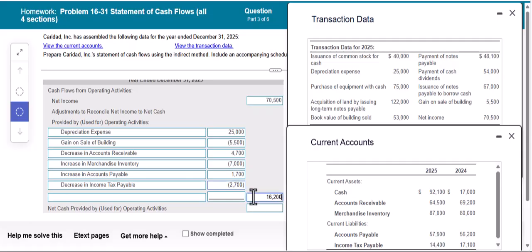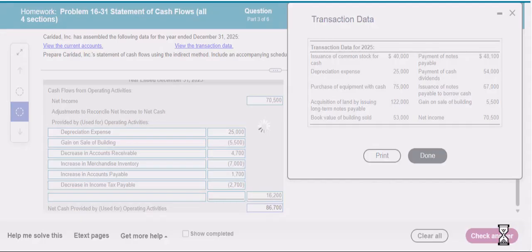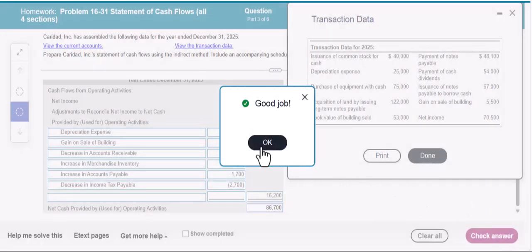And that is going to give us a total of $16,200 here. And then to get net cash provided by operating activities, we'll go ahead and add these together here. So we have the net income of $70,500 to $16,200. When we add those, we have $86,700. So we can go ahead and I'm just going to close this out for a second here to check our answer. Good job.